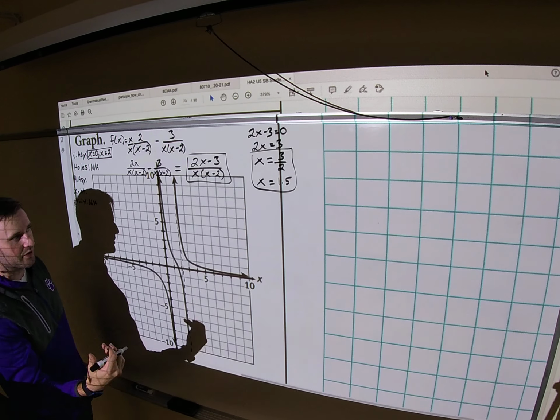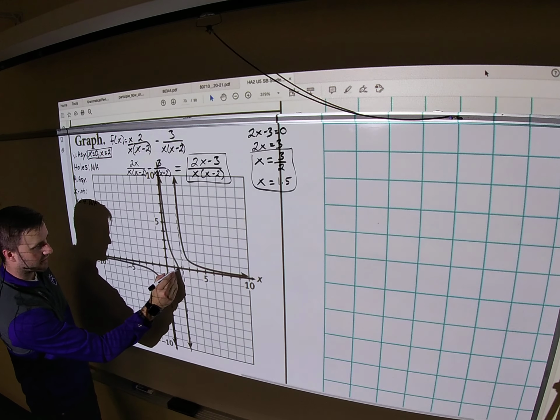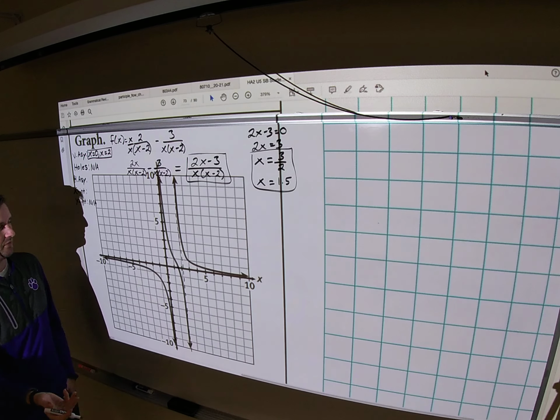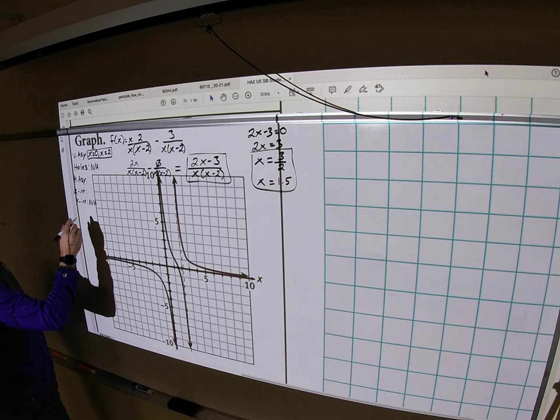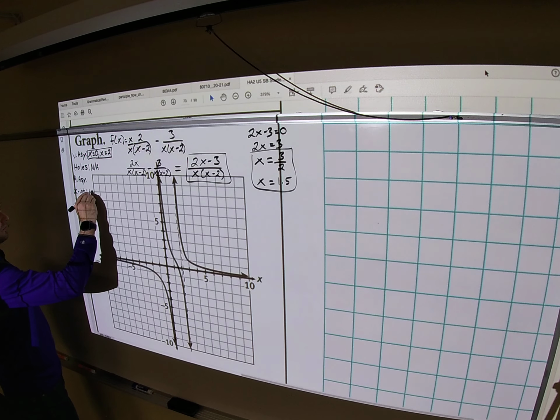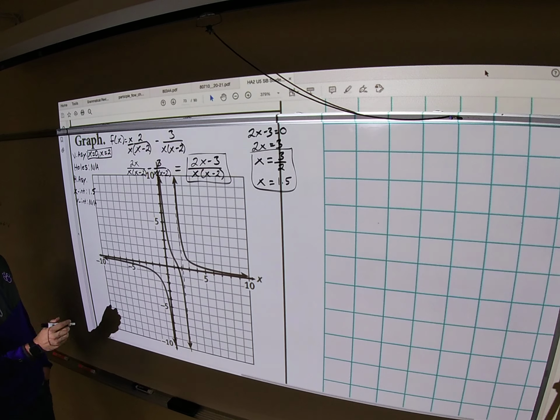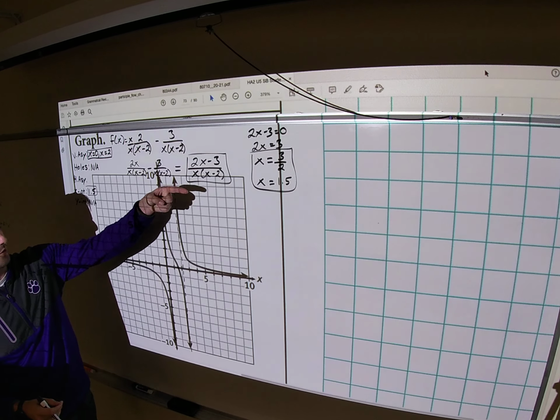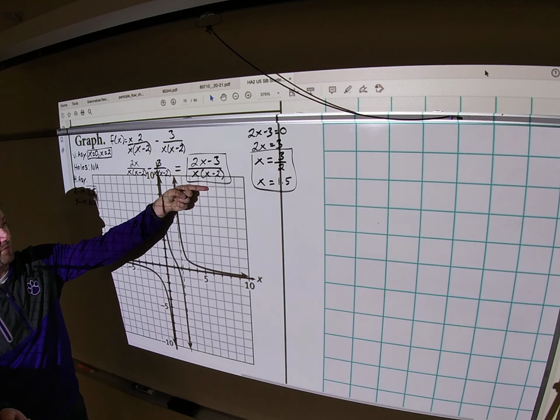I do want you to know that 3 over 2 is 1.5, and if you look here, our graph does cross when x is 1.5. So our x-intercept, we only have 1. You can write 1.5, or you can write 3 over 2. That's fine. Doesn't matter.